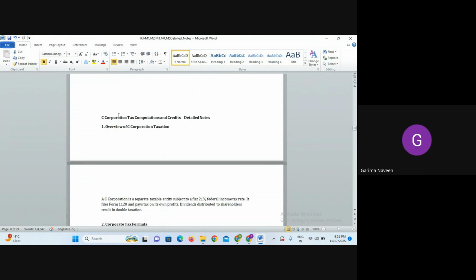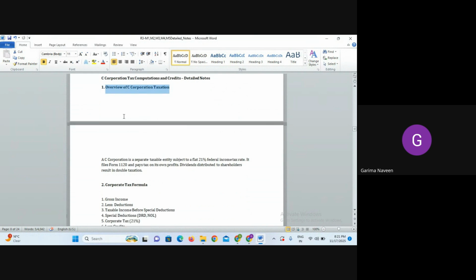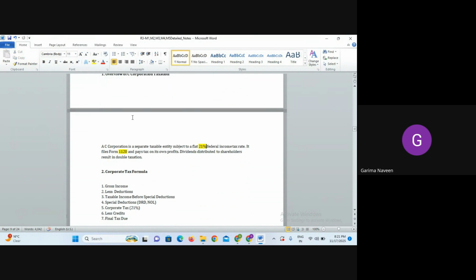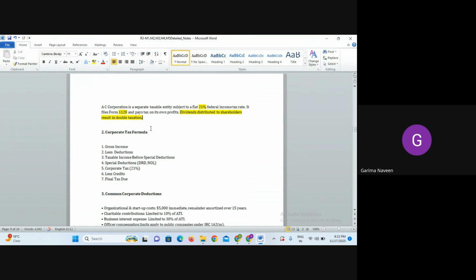Okay. So next is the overview of C corporation taxation. Talking about C corporations, they have to file Form 1120 to file their tax return. They have to pay taxes on whatever profit they are earning at the entity level, and the flat tax rate for the C corporation is 21%. They are also subject to double taxation. That means if they distribute dividends to the shareholders, the shareholders also have to pay taxes on this dividend.